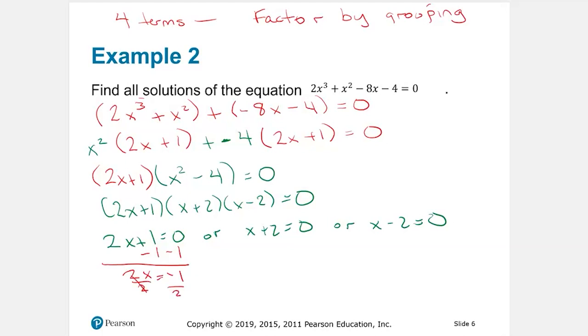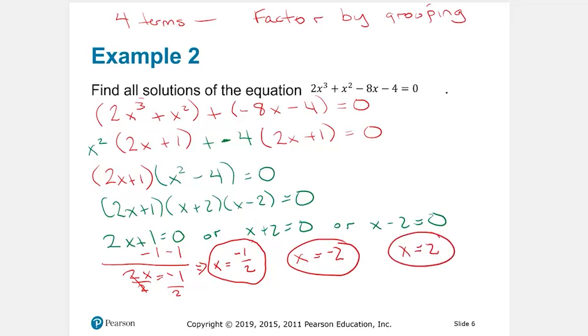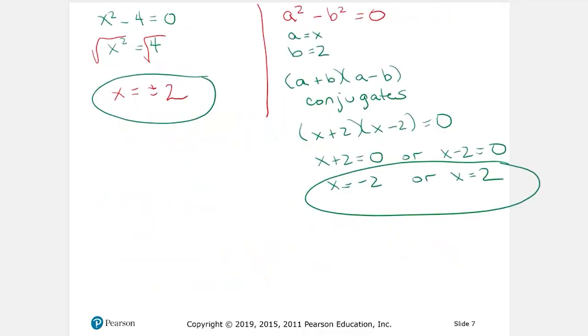And here I get, let me write it over here, x equals minus 1/2. That's one of my solutions. And then this one would be x equals negative 2. And this one would be x equals positive 2. And there's my 3 solutions, okay? So that's how we do this example. And here is some of the work we did.